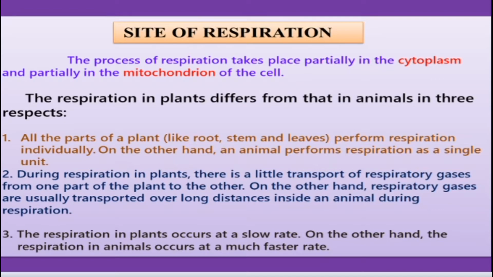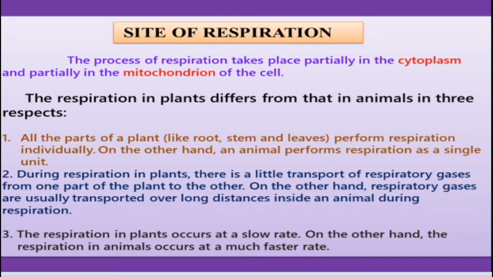Yes, already we know. The respiration in plants differs from that in animals in three respects. How are plants and animals different? We know very well. We take in oxygen with the help of nostrils, it goes through the pipe and finally to the lungs, and it releases carbon dioxide again. But how is it in plants?